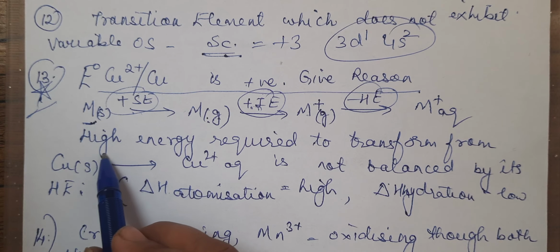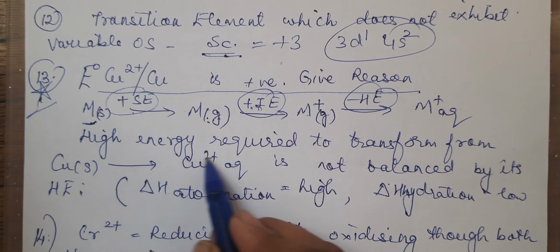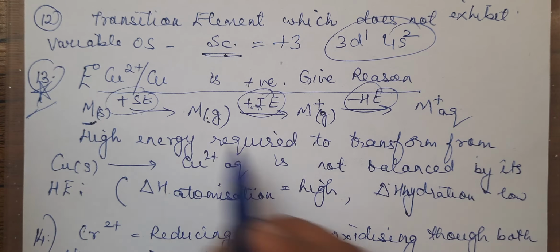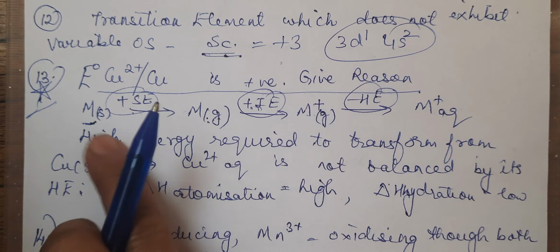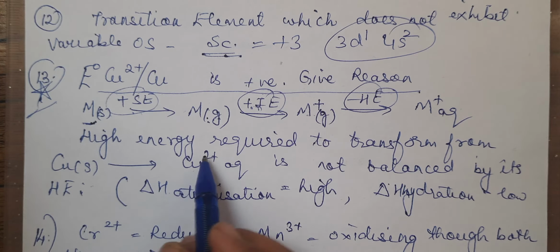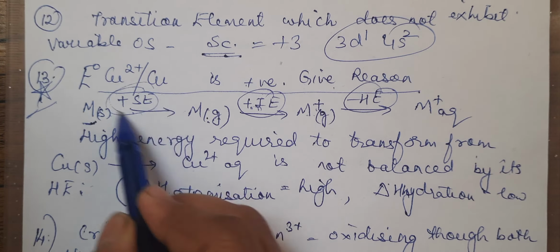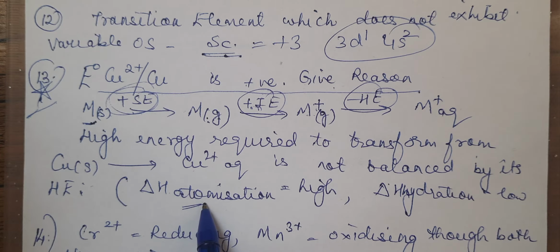So it says that high energy, if you have to write down, you will write down this way: high energy is required to transform from this to this, actually mainly from here to here, because if you are talking about Cu2+, one more electron will be lost. So we can say the positive energy values are more. You can say, instead of sublimation, you can use the term atomization.